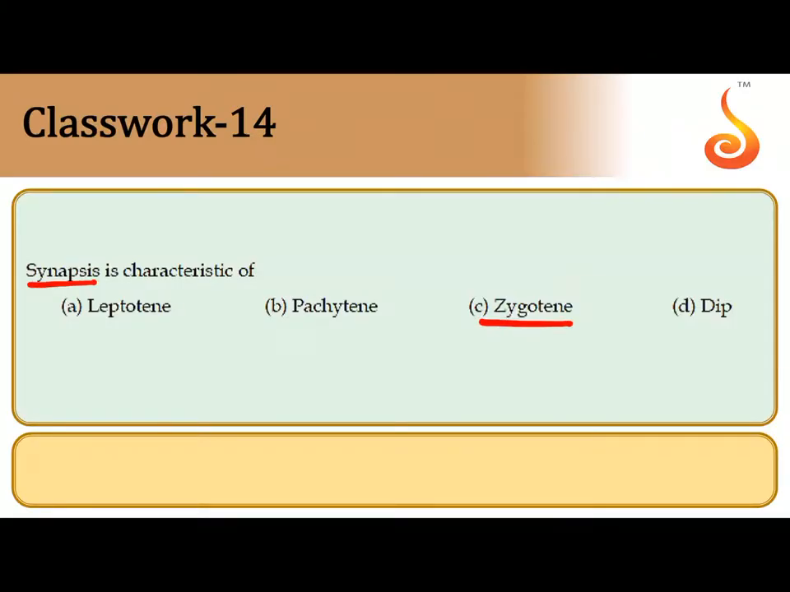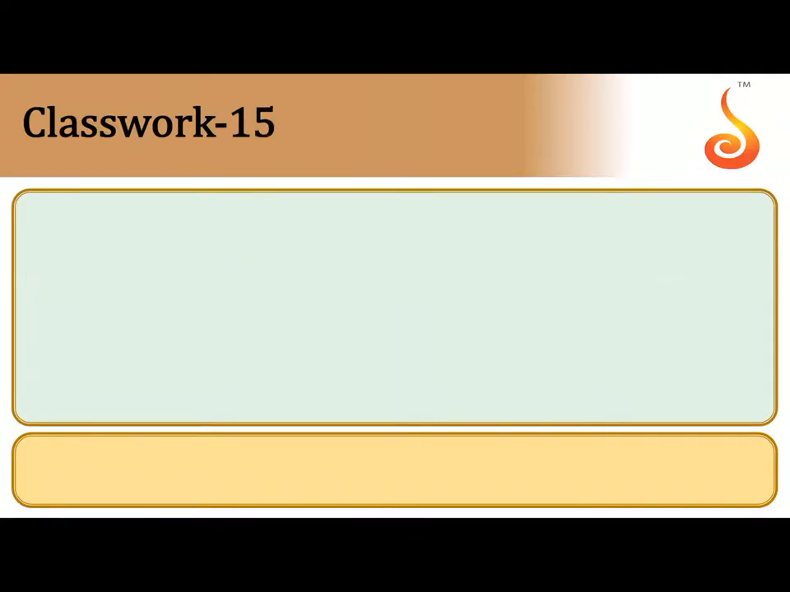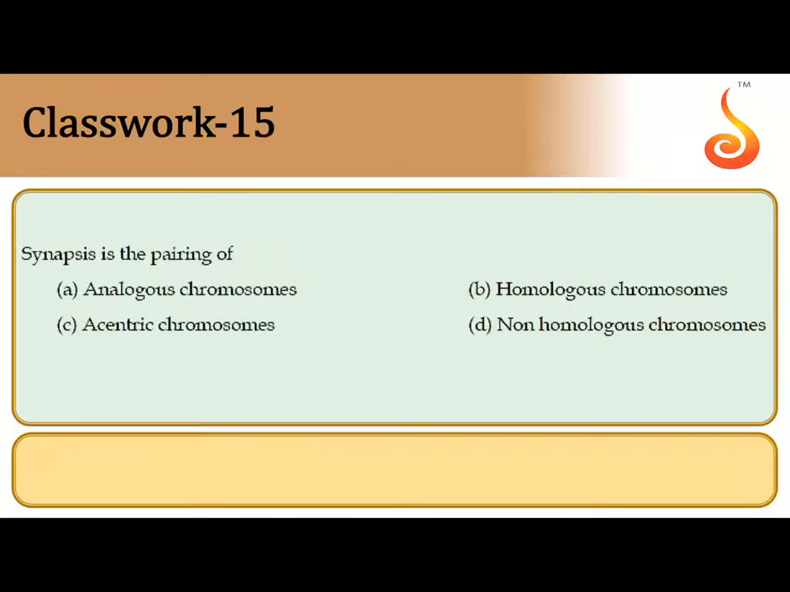Synapsis happens during zygotene, where chromosomes come together and start forming a pair. Synapsis is the pairing of homologous chromosomes. That's what gives rise to a bivalent or tetrad.